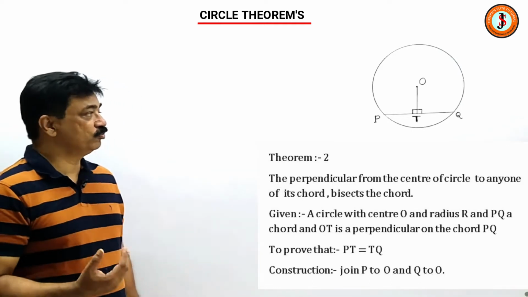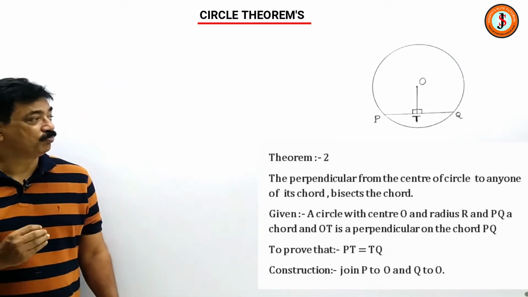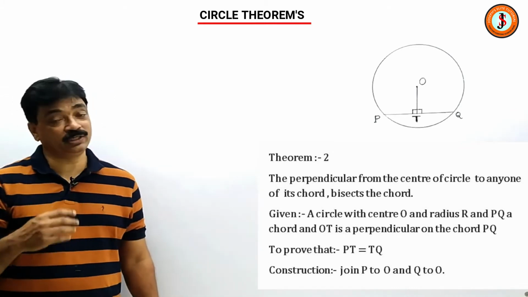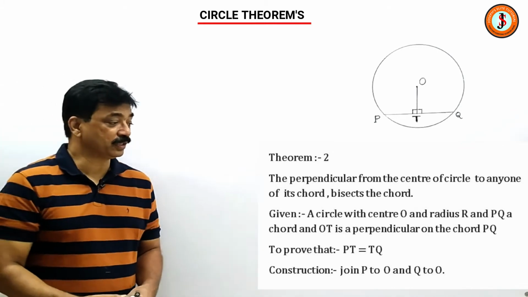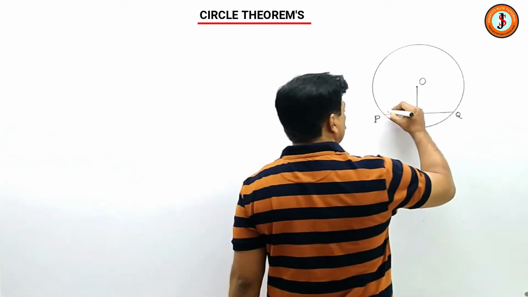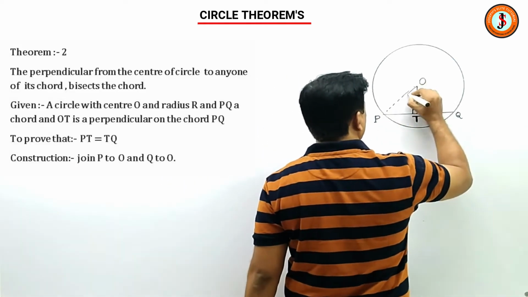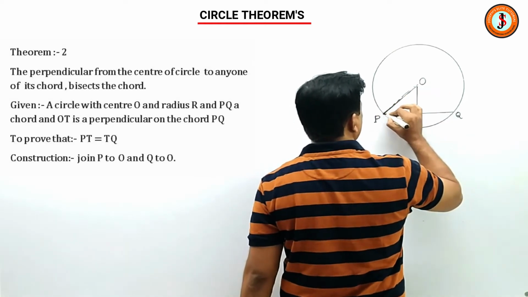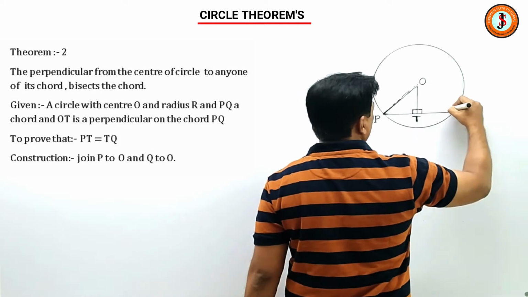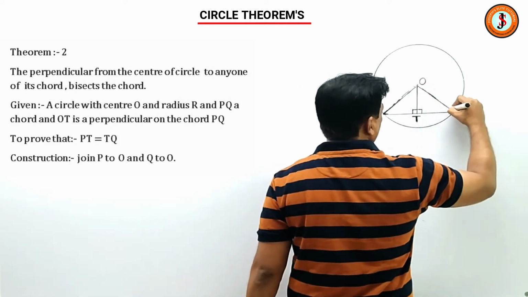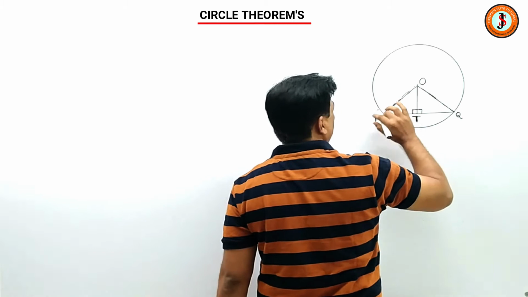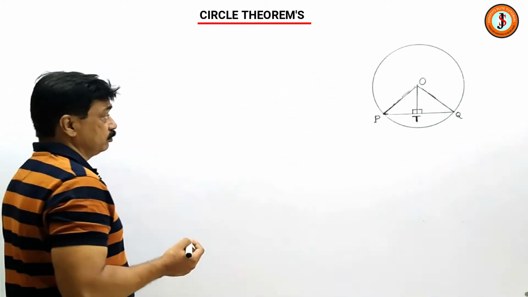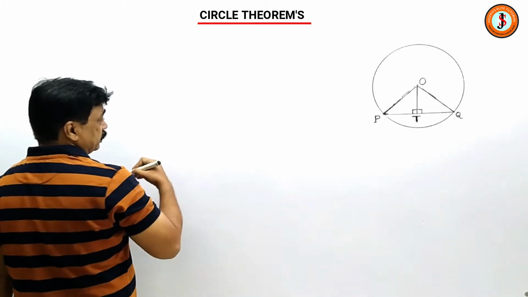So what has to be proved? To prove that PT is equal to TQ. So we do a construction. What we will do? We will join P to O and we will join Q to O. Alright, and then we will apply congruency and very easily we will be able to prove that. So I am going with the proof now.